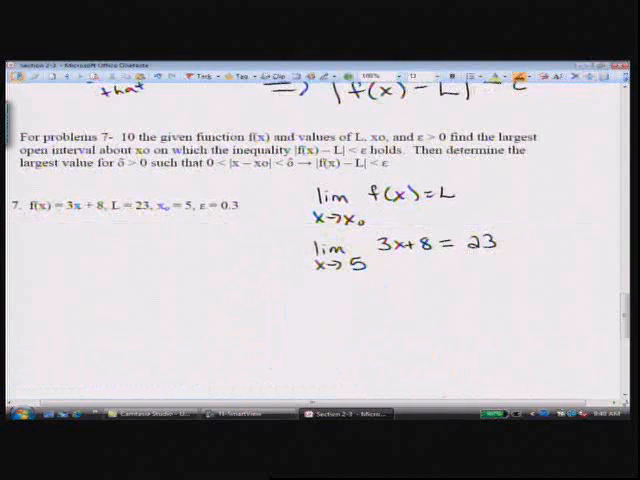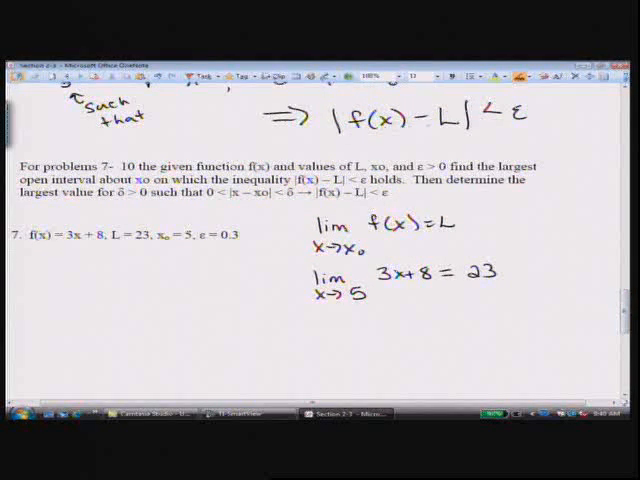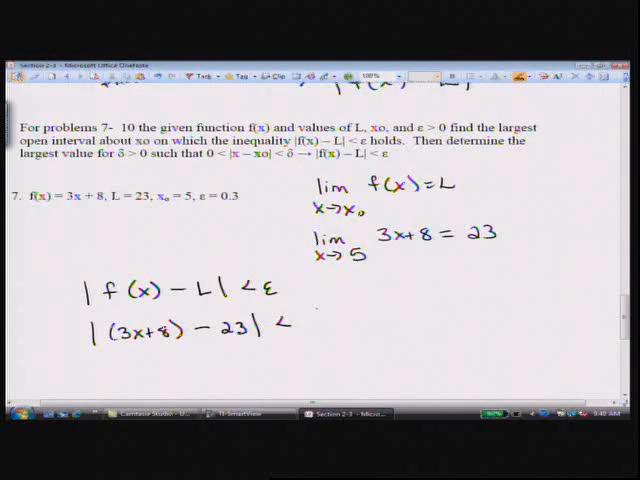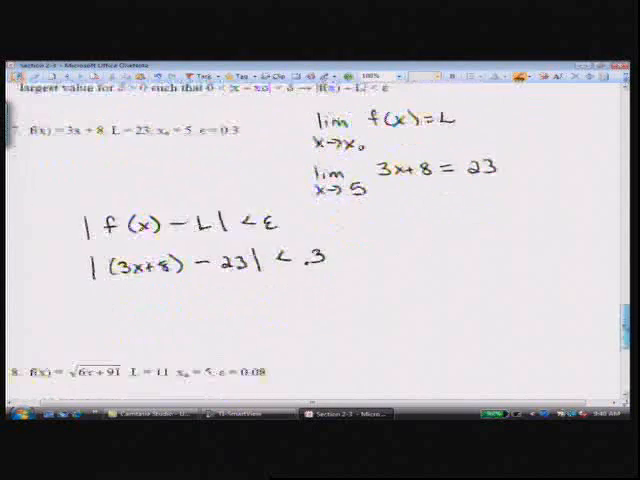So we are going to take the last part of the proof. The absolute value of f of x minus L is less than epsilon. So we're going to begin with that, and we're going to work backwards. The absolute value of f of x minus L is less than epsilon. So in our problem, that is the absolute value of f of x, which is 3x plus 8, minus L, which is 23, needs to be less than what? Very nice, 0.3. Okay, now it's a math problem.